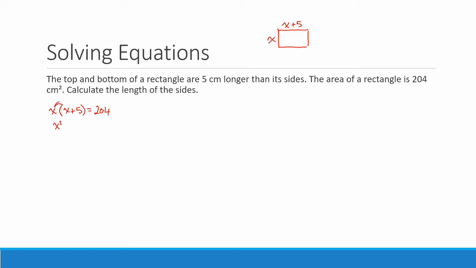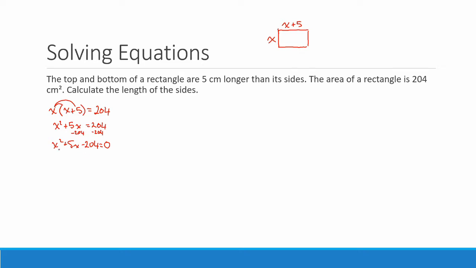x squared plus 5x, and that is equal to 204. Alright, so we're going to have to take away this to get it to 0 on both sides. So now we have x squared plus 5x minus 204 equals 0. Okay, so now we've got the quadratic equaling 0. We now need to factorize it, and my goodness, negative 204 and adding to 5.